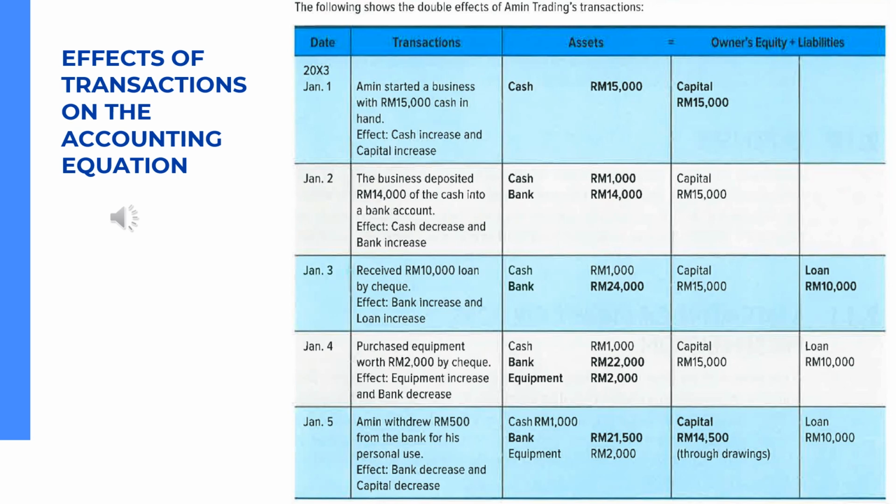And for January 5th, Amin withdrew 500 from the bank for his personal use. So the withdrawal from bank will decrease the amount in bank by 500, and then this type of transaction is called drawing, and it will reduce the amount of owner equity or capital by 400.